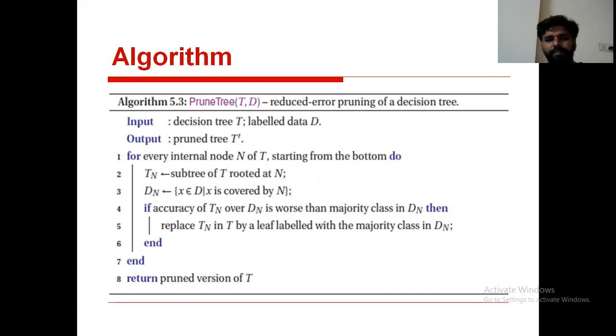N is a node. And then what we are going to do: if the accuracy of Tn over Dn is worse, then we take the majority class in Dn. Then we are replacing Tn in T. Whatever subtree or subnode you identified, that one is merged into the tree by a leaf labeled with the majority class in Dn.